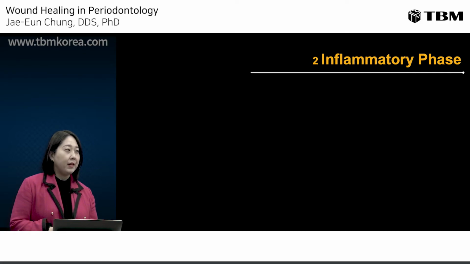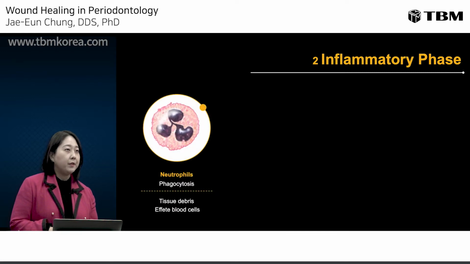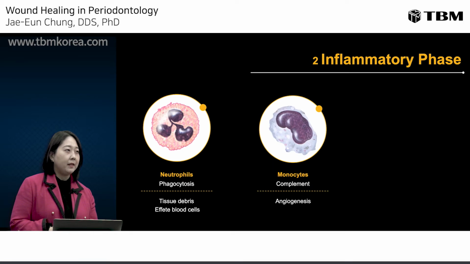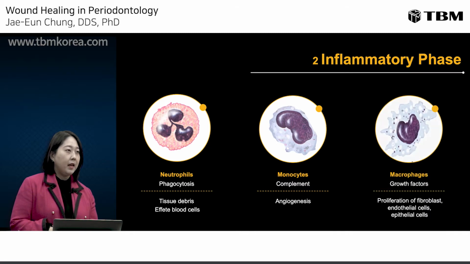Then the second, inflammatory phase starts. A dense inflammatory infiltrate is composed of mainly neutrophils, which are round cells with either a green or orange-stained cytoplasm and polymorphic brown nuclei, which clean up the tissue debris. And monocytes, round cells with brown or orange cytoplasm and kidney-shaped nuclei, which release complement and contribute to angiogenesis. And macrophages, which release growth factors to proliferate fibroblasts, endothelial cells, and epithelial cells.